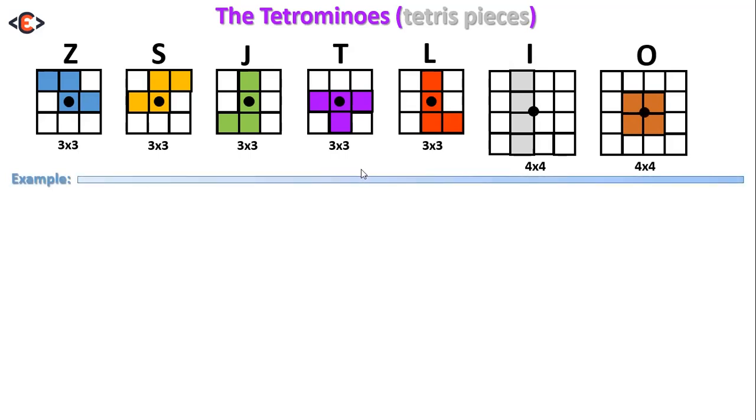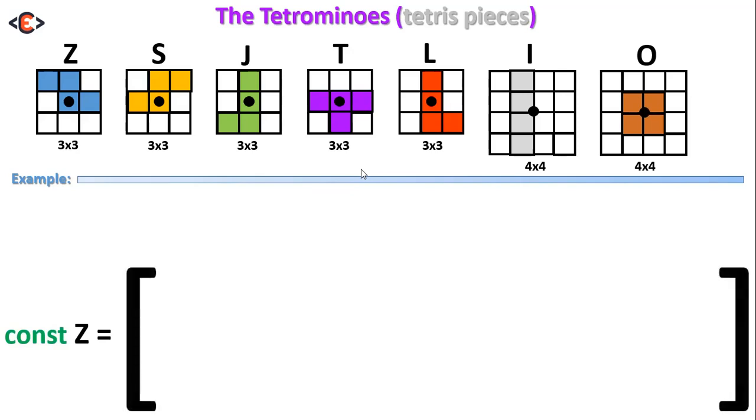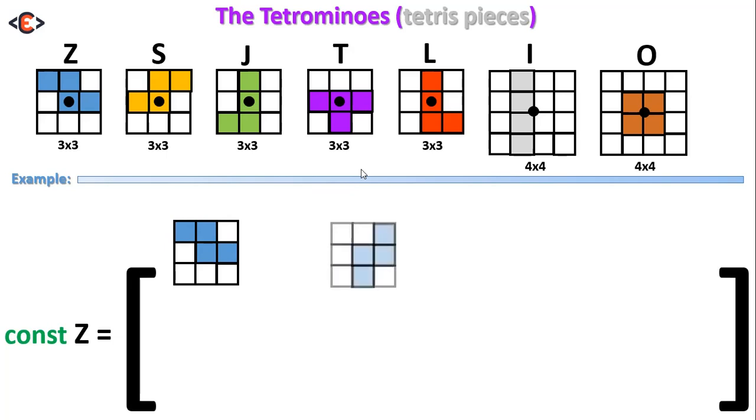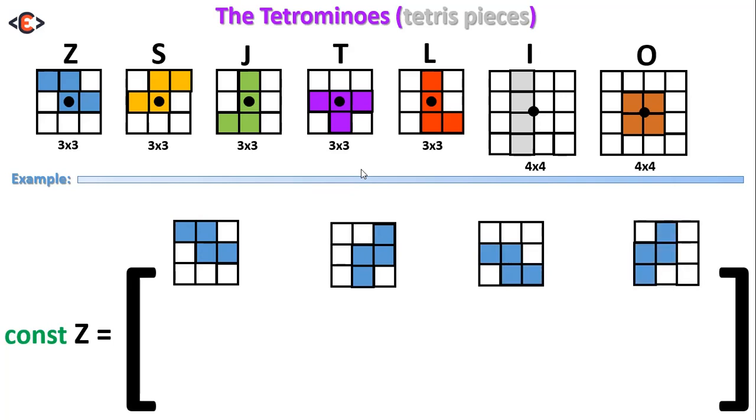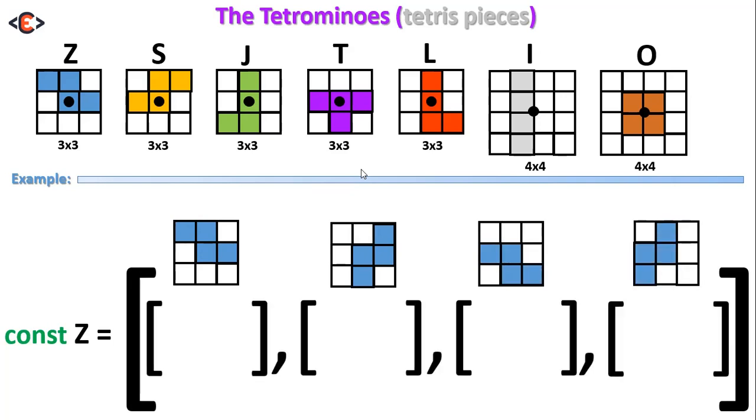This is an example. Let's say we have to create the Z piece. We will say const Z equals an array, and then we have this pattern. The first pattern is this of the piece. When we first rotate the piece, we will get this. When we second rotate it, this, and then this. So we need 4 arrays inside the first array.